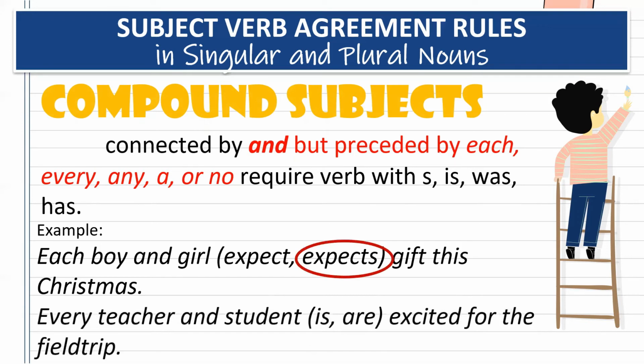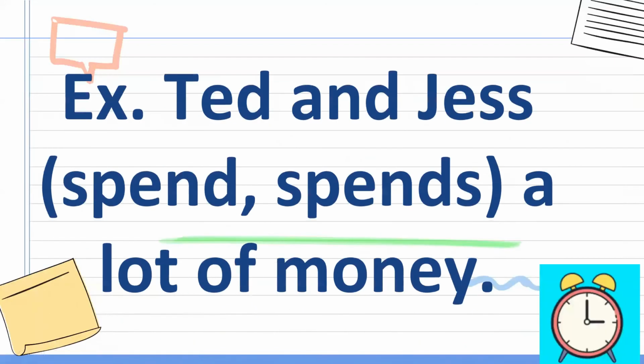Another example, every teacher and student is excited for the field trip. Given this, just like each, every means bawat isa. So therefore, our verb should be is. See? Again, when we have the first rule, compound subject without these words, the verb should be without s. But if your compound subject is preceded by each, every, any, a, or no, remember to put s, use is, was, or has.